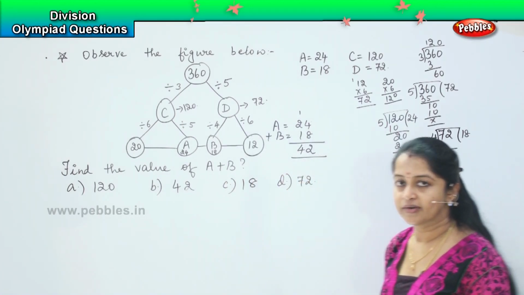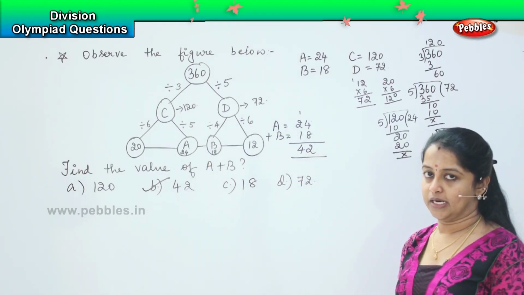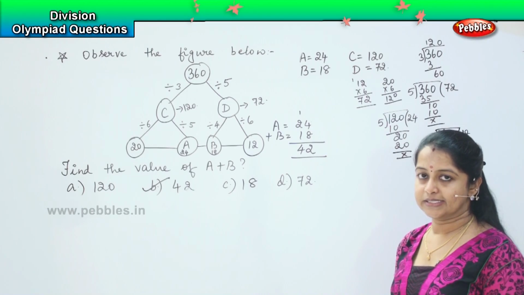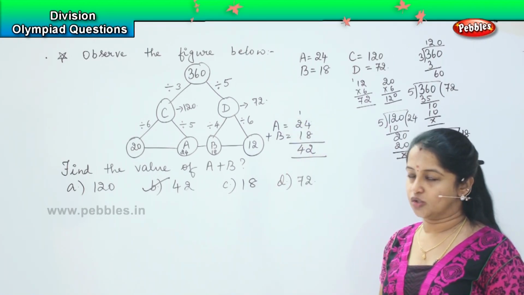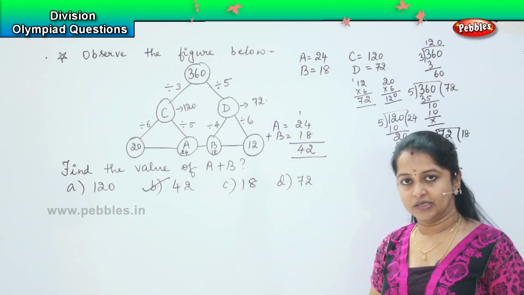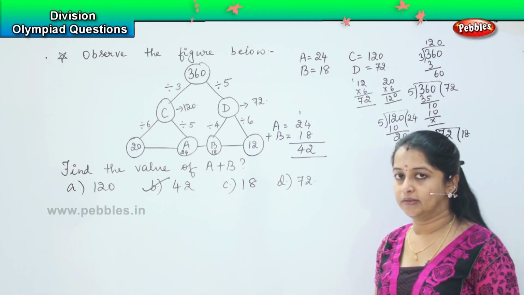Where can you find it, children? Yes, option B, 42 is the right answer. Did you understand this question? It was little tricky, but it was easy to solve because everything was involving a division. Clear? Shall we move to the next one?